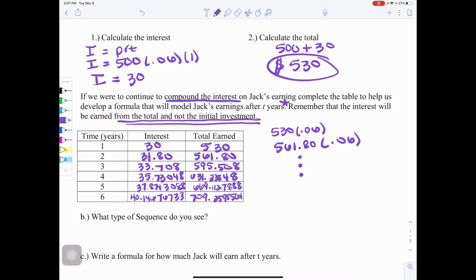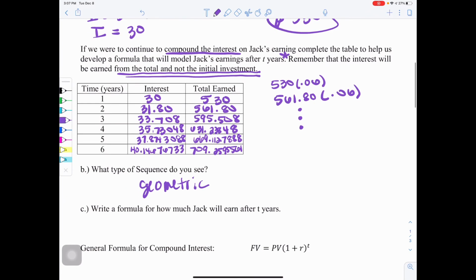Now, in order to find out what's going on, we first want to see if we have an adding pattern, because they are asking us in Part B to determine what type of sequence you see, and it's either arithmetic or geometric. Arithmetic, you're supposed to think adding, and you can tell by looking at those, we're not adding the same number every time. So that means we are seeing a geometric sequence. If you think back to what we learned about geometric sequences, it has a common ratio. And in order to find the ratio, you have to take a term like 561.80 and put it over the term that came previous, 530. If you do that, you're going to get 1.06 that this is being multiplied by.